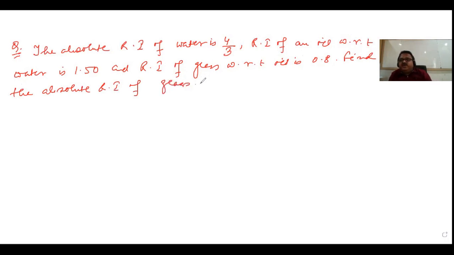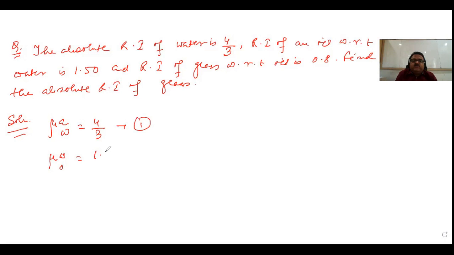Okay, so how to solve it? Look at the technique. The absolute refractive index of water is 4/3. So it is given mu AW, that means 4/3, which you can write as 1.33, whatever you like. This is number one. Next, refractive index of an oil with respect to water. So write it like this: mu. Oil with respect to water, that means W, this is O, 1.5.